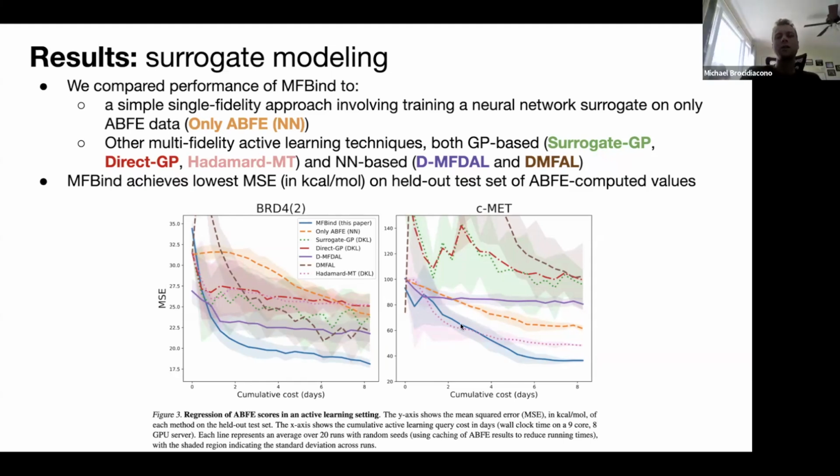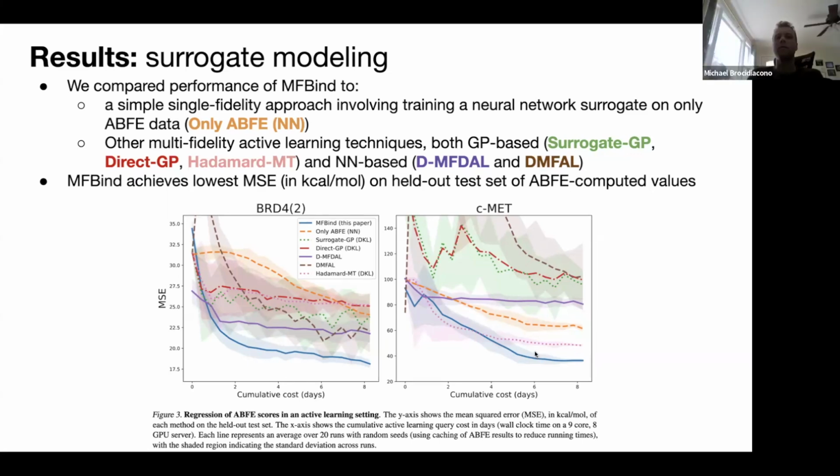Yeah, I had a question about these graphs. What was the variance of the data or the holdout set? Those MSEs are pretty large for all the models, I wonder. Yeah. So the shaded region here is the standard deviation over 20 runs with random seeds.